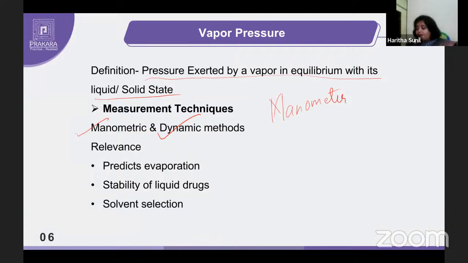Dynamic methods rely on the flow of gas over the liquid or solid to measure the rate of evaporation and the corresponding pressure. What is the relevance of vapor pressure? The first is that it predicts evaporation, which is mainly concerned with volatile solvents, and then drug stability.